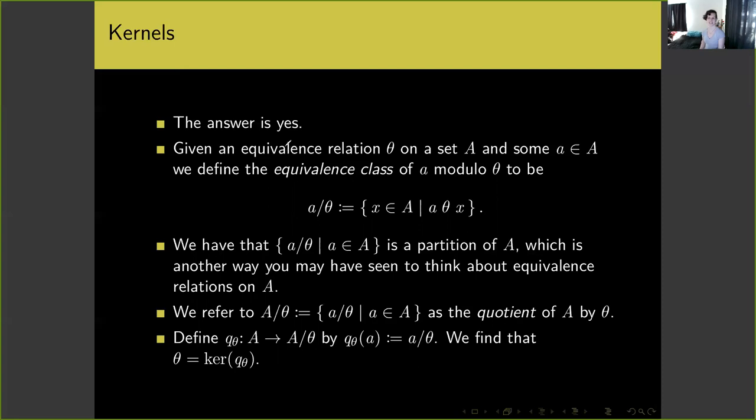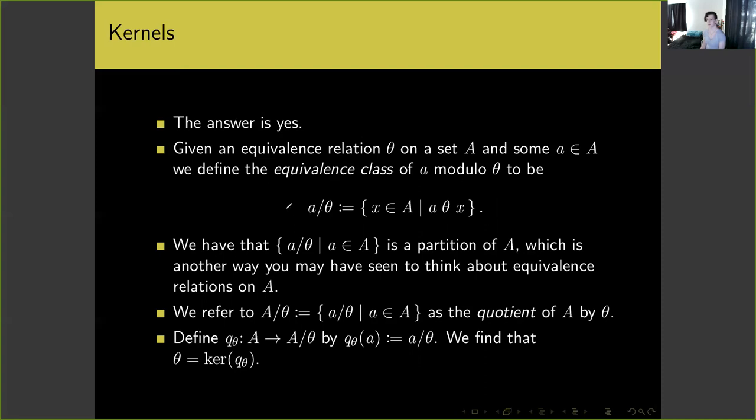So it turns out that the answer is yes. Given an equivalence relation theta on a set A, and some little a in our set A, we define the equivalence class of a, modulo theta, to be the set which we denote by a mod theta, which consists of all the x's in the set A so that a is related to x by theta.